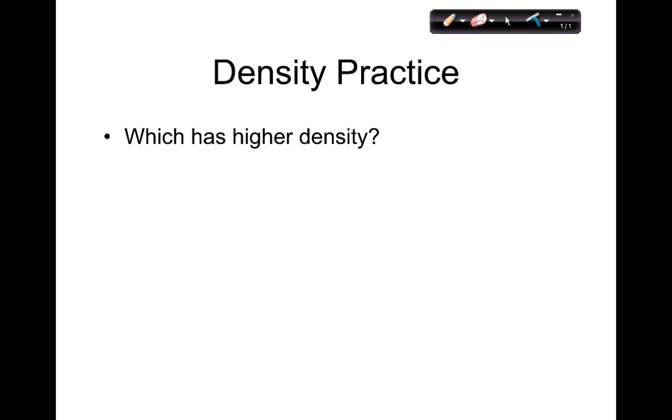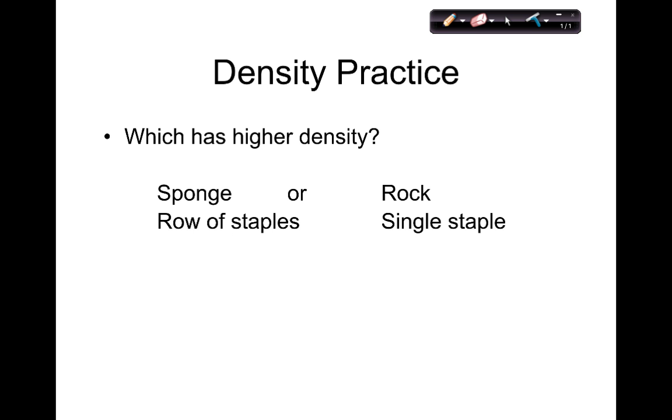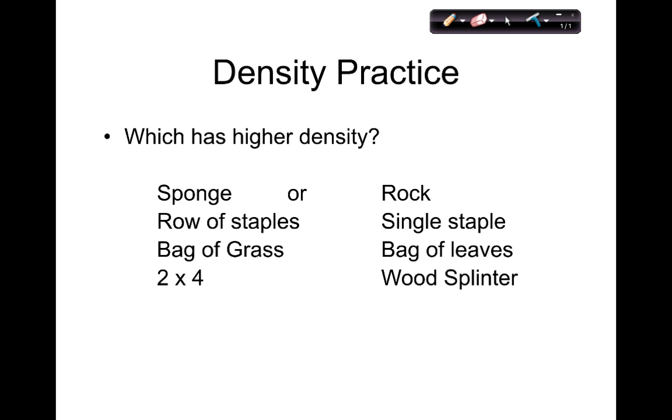Okay, so here they are. For instance, a sponge or a rock. Don't say yet. You're going to do these in your teams, so just hold your tongue for a sec. A row of staples or a single staple. A bag of grass or a bag of leaves. A 2x4, that's a piece of wood, or a wood splinter.